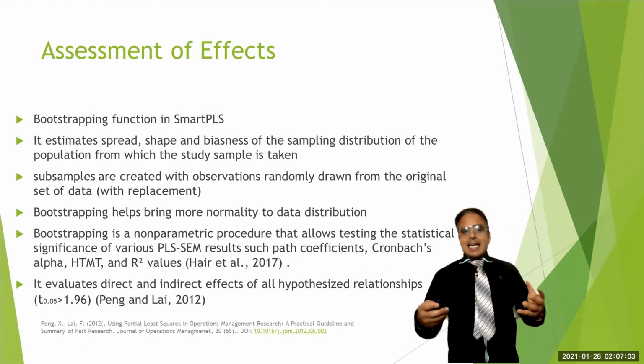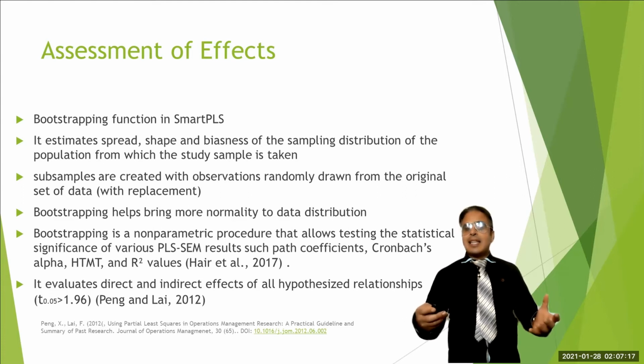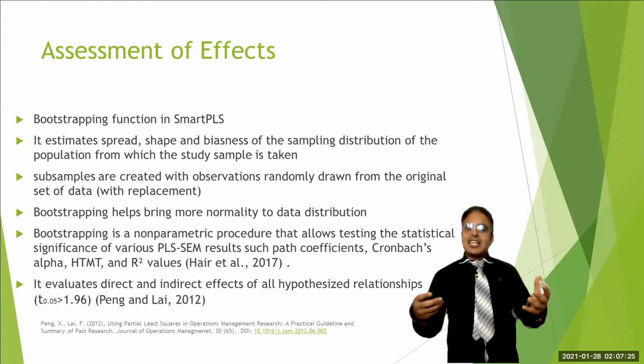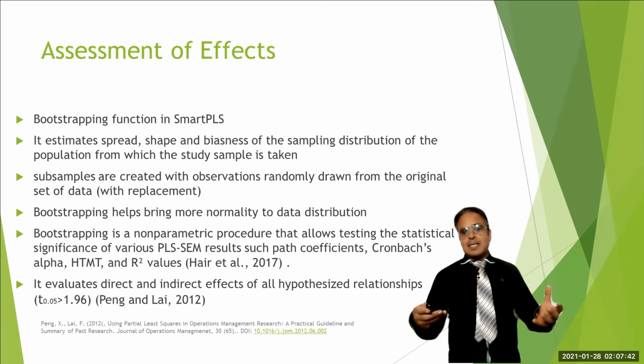Bootstrapping, as a result, is a non-parametric procedure that allows for testing the statistical significance of various PLS-SEM results, like path coefficients, Cronbach's alpha, HTMT, R-square, etc. And it evaluates the direct and indirect effects of all hypothesized relationships. When you get a T value at a confidence level of 0.05 greater than 1.96, this ends up with a meaningful relationship.